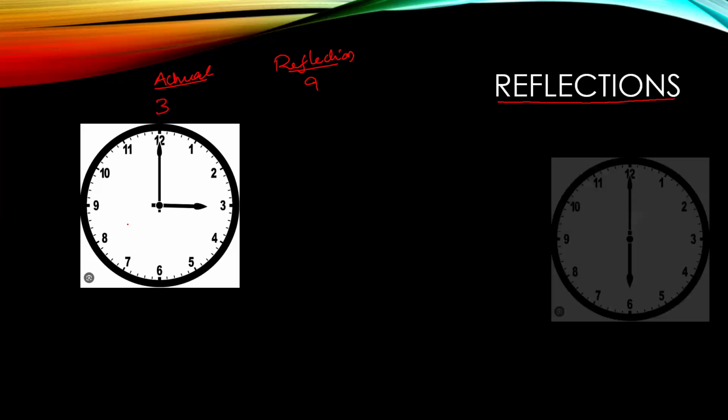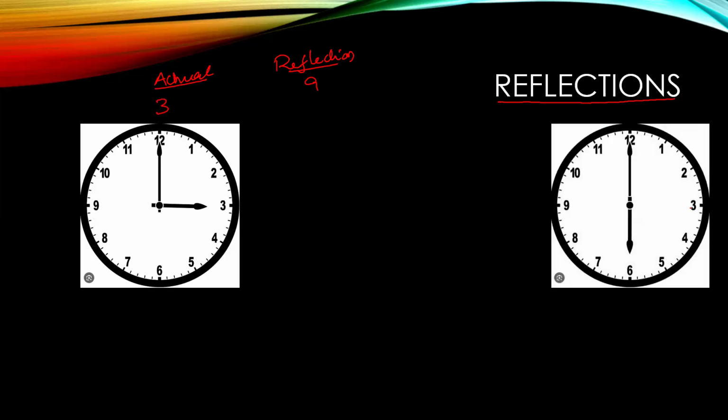In the same way, let us consider that the time you see here is 6 o'clock. Let us consider that's the actual time. If you hold a mirror straight in front of this clock showing 6 o'clock and look at the reflection in the mirror, the reflection also shows 6 o'clock. So the actual time is 6, and the reflection also is 6.